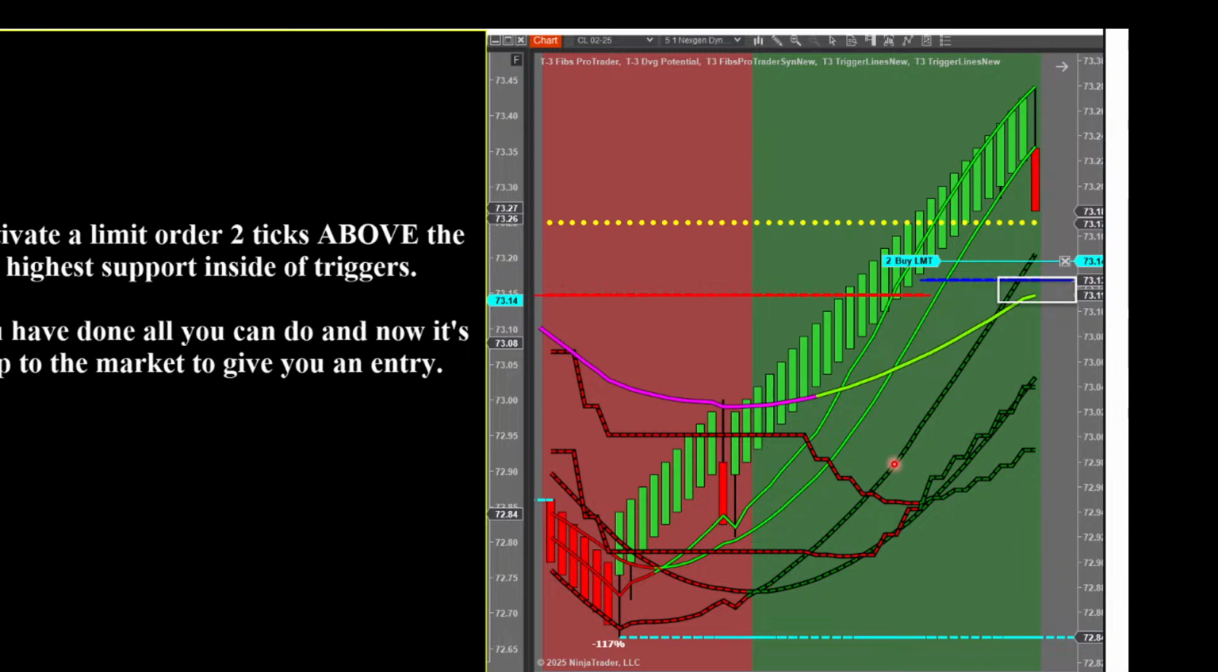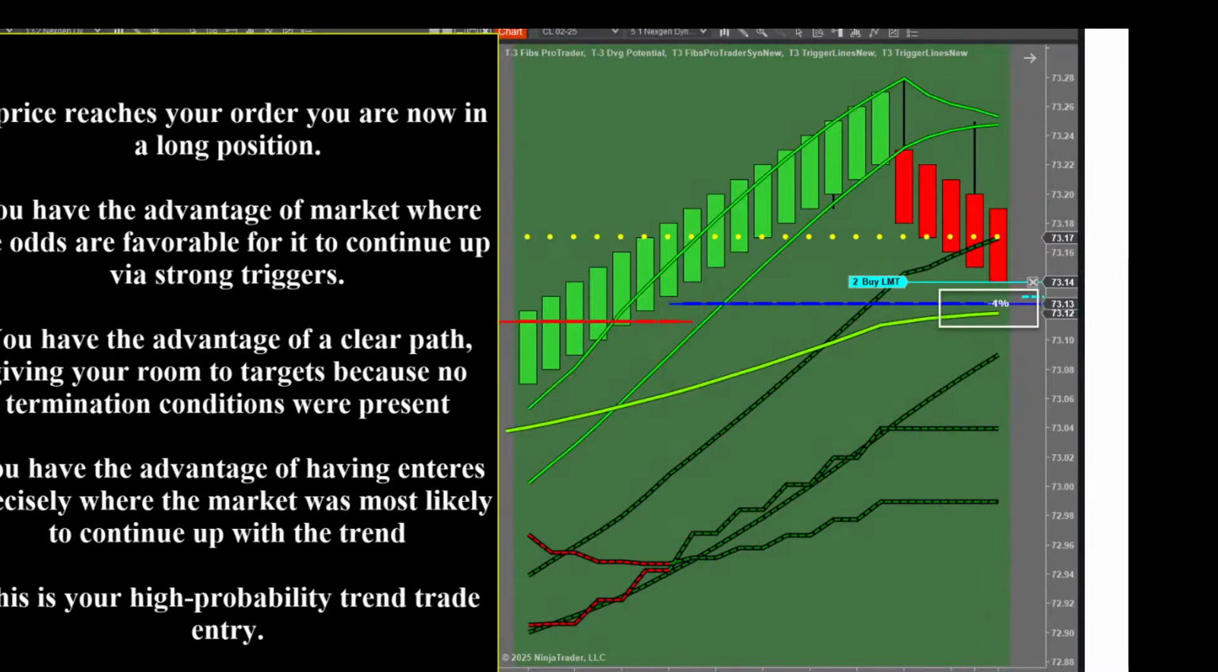The only thing you will ever be in control of as a Nexgen user is whether or not your rules are met, whether or not you're trading a pattern that has been proven to win more than it loses. If the small crowd has it in them and they get back to your limit order 2 ticks above that highest point of support, well, now you're in a long position. You're in a long position having the advantage of a market where the odds are favorable for it to continue in the direction of that trend through strong triggers.